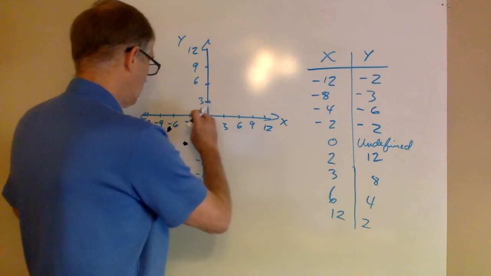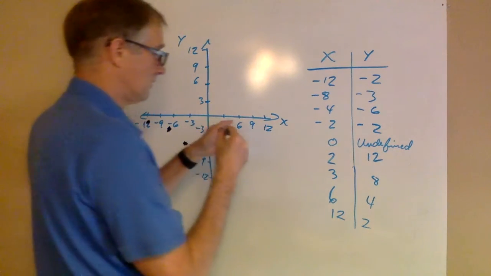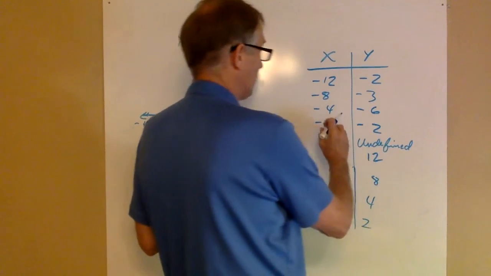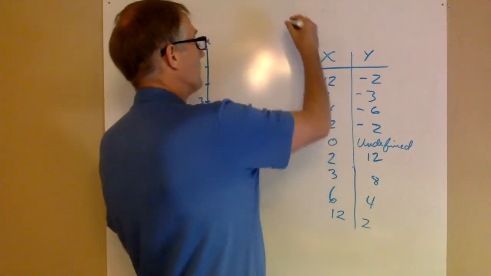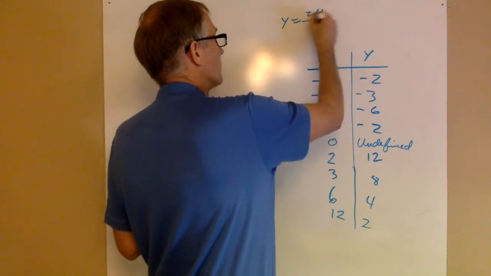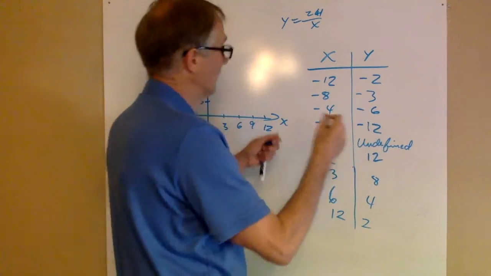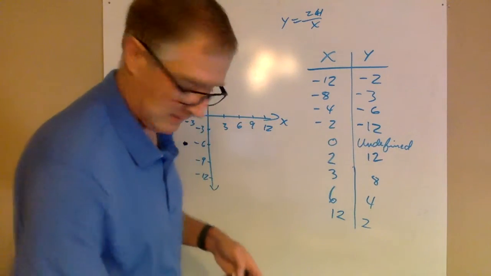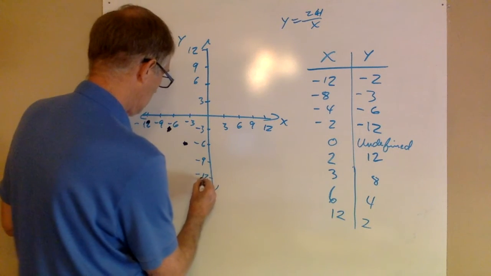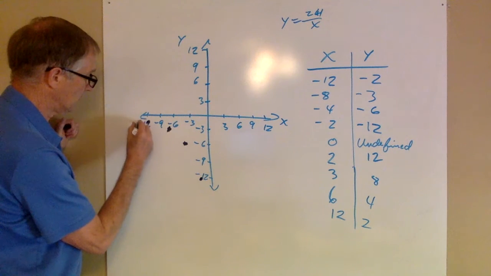And negative 2. Oh gosh, that's a mistake. When x is negative 2, remember, I'm sorry, I screwed up. y equals 24 all over x. When x is negative 2, y is negative 12. I made a mistake on that, sorry about that. So that would be down here. You can see the graph here, and again, it doesn't touch 0.